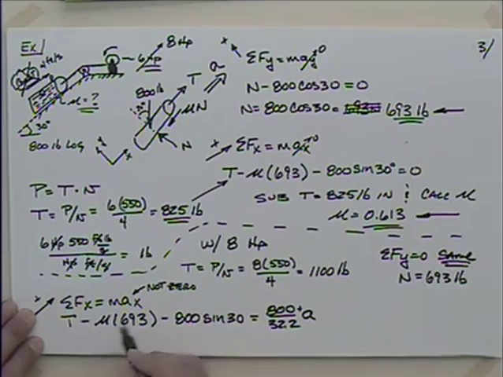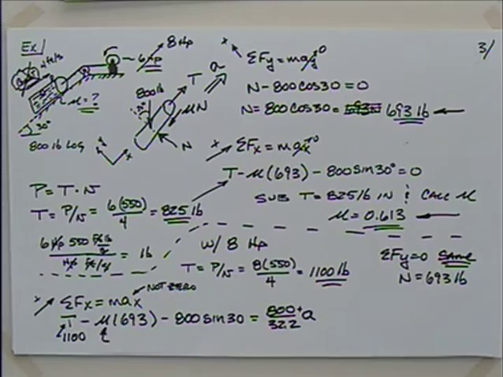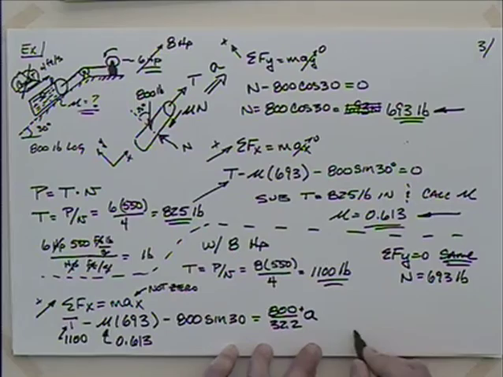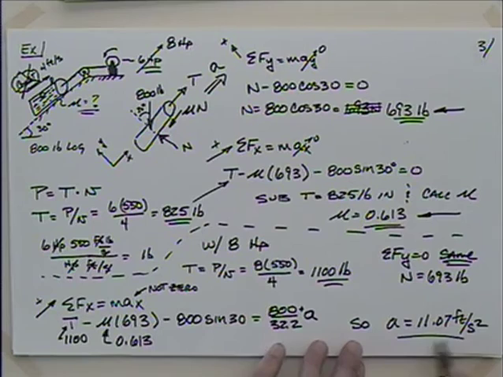So now I put 1100 in here because we got that there. Is the coefficient of friction going to be the same? Yeah. Coefficient of friction should be the same. So I can put what we found, 0.613, in here. And I have everything except for the acceleration, so I can say then the acceleration is going to be equal to 11.07 feet per second squared. Okay, about a third g, which seems reasonable.